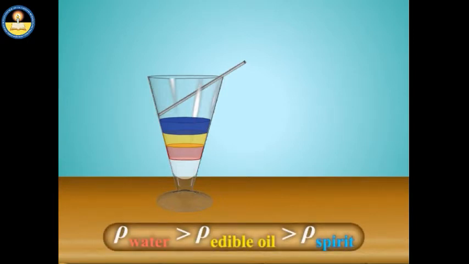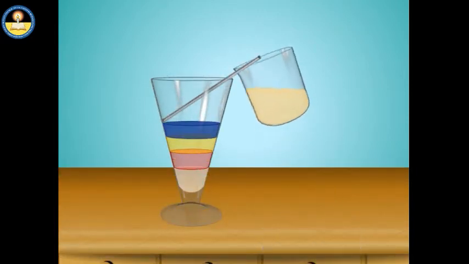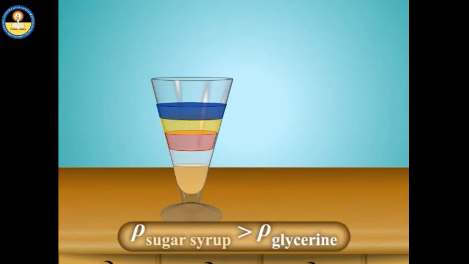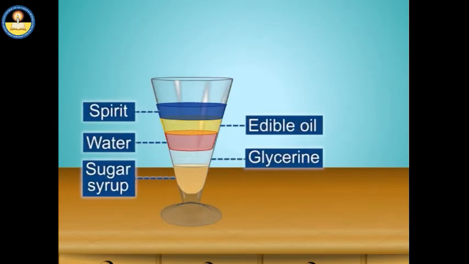As it has the smallest density among all of the 4 liquids in the container, let's pour some sugar syrup gently over the liquids in the container, which forms the lowermost layer, as it has the largest density among all of the 5 liquids in the container. So, the spectrum of different liquid layers is based purely on their densities.